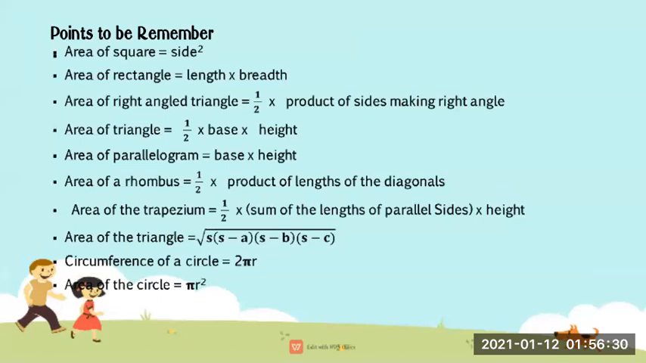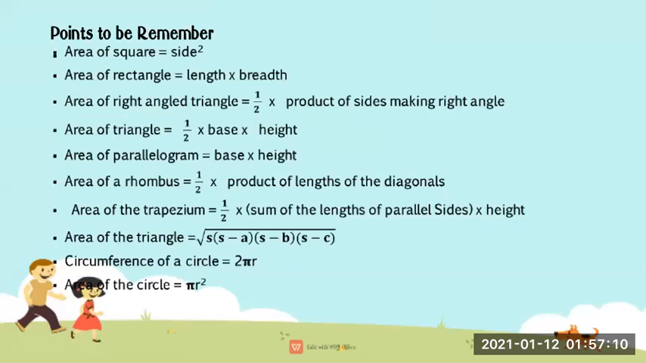The first is area of a square. This formula we have learned in our previous class also. Area of a square is equal to side square. Now next is area of a rectangle. Area of a rectangle is length into breadth. Next, area of a right angle triangle is equal to half into product of sides making right angle.